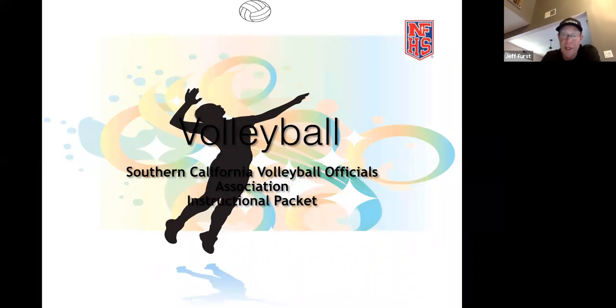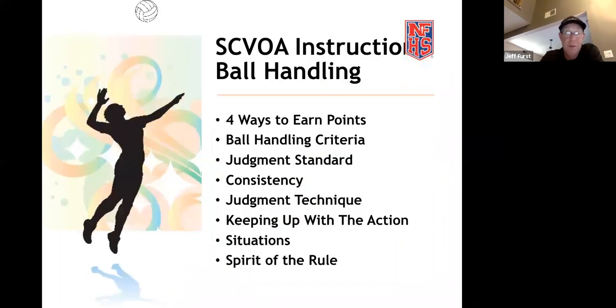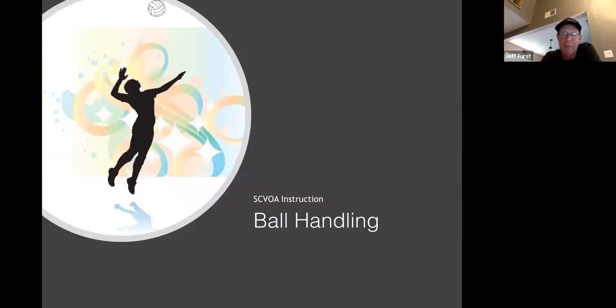Okay, so this is a Southern California presentation, or it came from them. This is ball handling, 4 ways to earn points. This is the outline of what we're going to handle. We're going to go over the 4 ways to earn points, the criteria for judging ball handling, the standard for judging ball handling, consistency, how to judge technique, staying up, keeping up with the action or the movement of the ball, and then spirit of the situations and spirit of the rule.